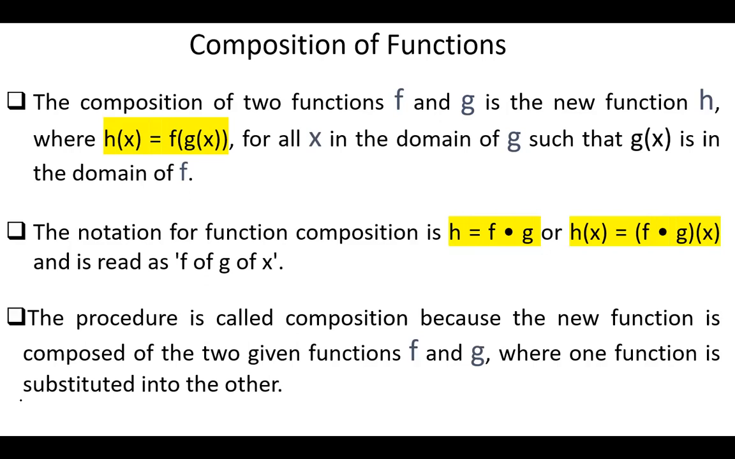The composition of two functions f and g is the new function h, where h of x equals f of g of x for all x in the domain of g, such that g of x is in the domain of f. The notation for function composition is h equals f compose g, or h of x equals (f compose g) of x, and is read as f of g of x. The procedure is called composition because the new function is composed of the two given functions f and g, where one function is substituted into the other.